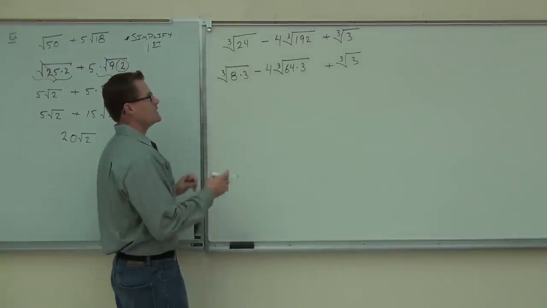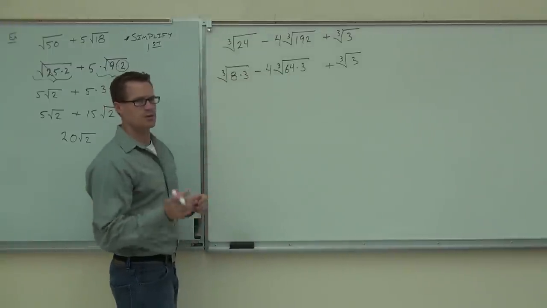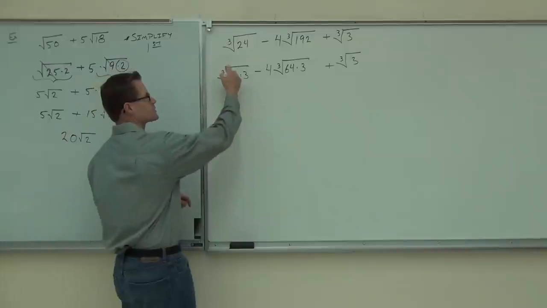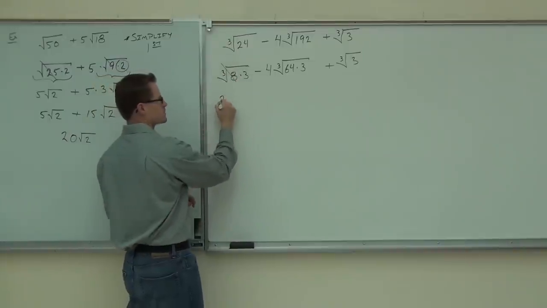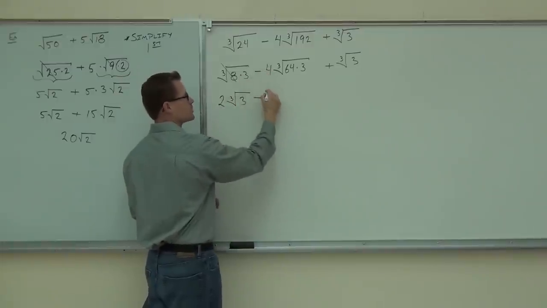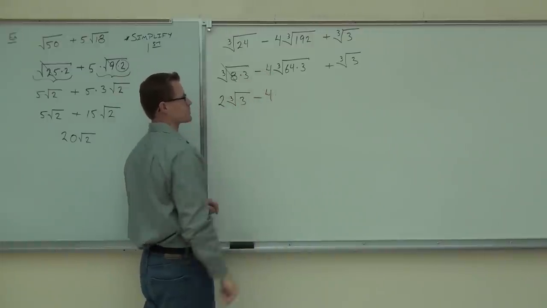We got it. Now we simplify. Just be careful. Don't lose anything here. Don't lose your 4. Don't lose your cube root. What's the cube root of 8, ladies and gentlemen? 2. So I'm going to have 2 cube root 3, because there's nothing to do with that 3. Minus, don't lose the 4. The 4 is going to be there regardless.